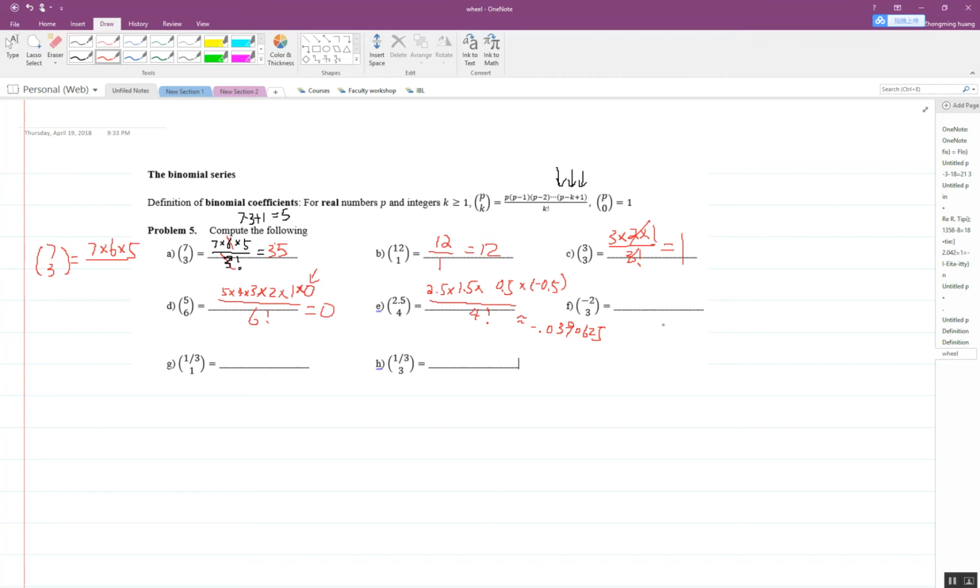Okay, similarly for F, you are going to do negative 2 times negative 3, just keep subtracting 1, and then times negative 4, just keep subtracting 1, over 3 factorial, which is negative 4. And I suppose you can do the other two. But that's how we are going to compute the binomial coefficient.